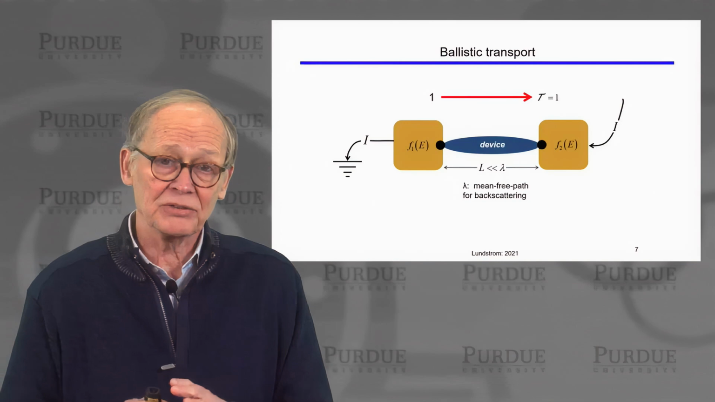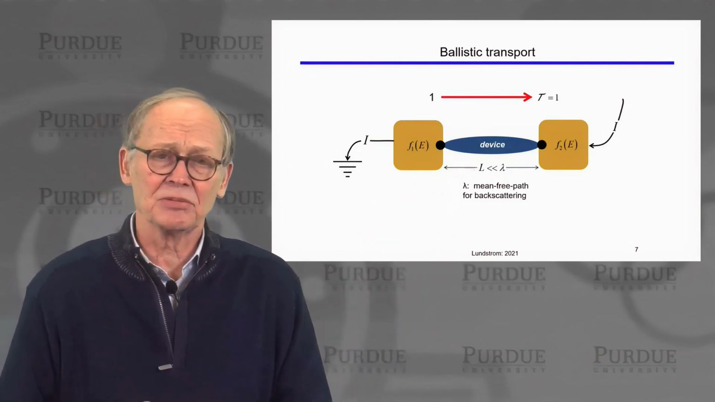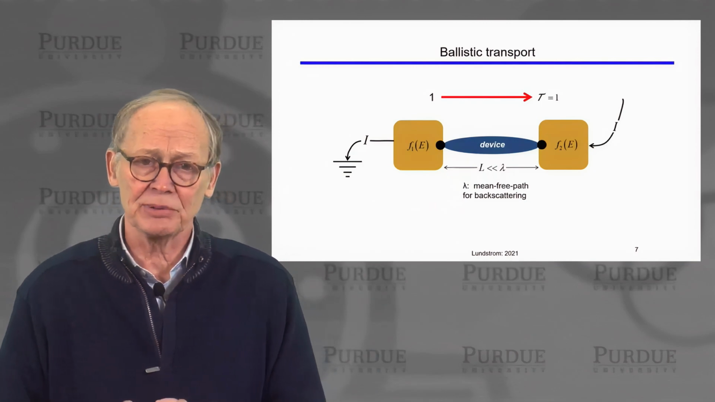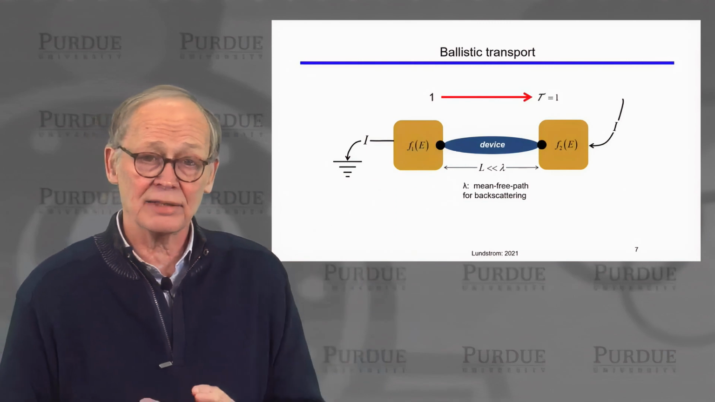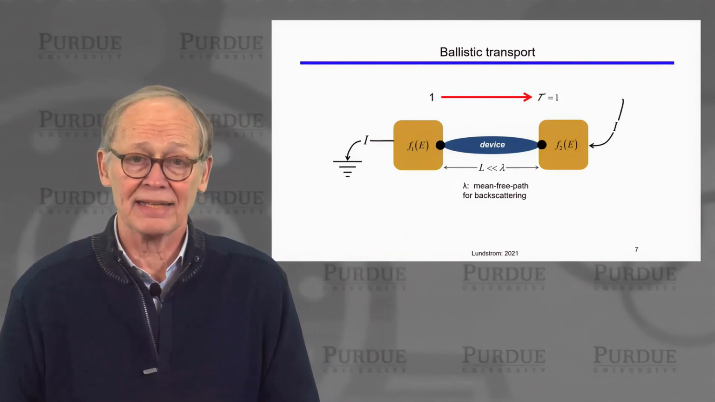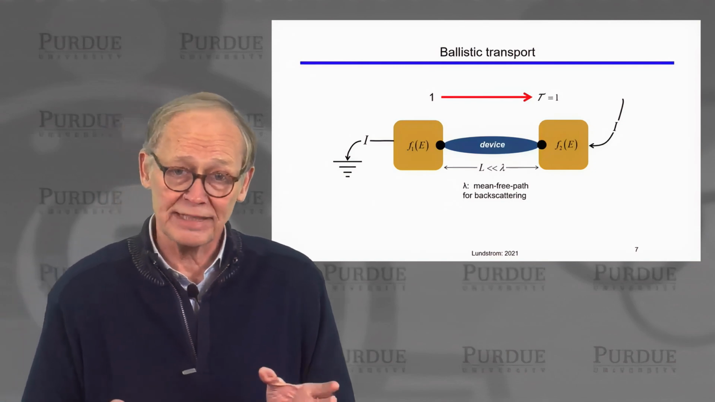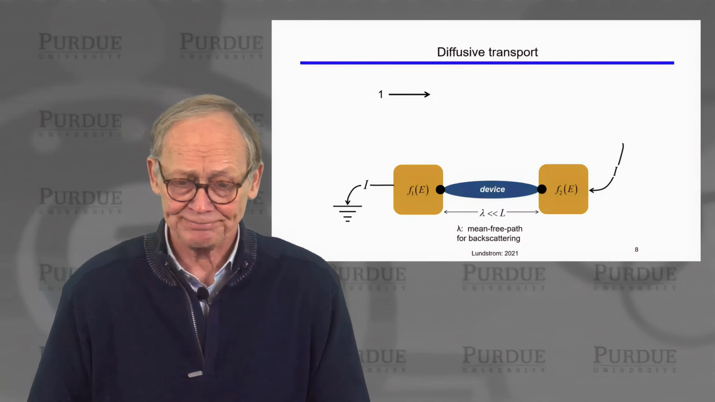Now, what do we mean by ballistic transport? In ballistic transport, the length of the device is much shorter than the average distance between scattering events. So virtually all of the electrons that are injected from contact 1 simply transmit across and leave from contact 2. So T is equal to 1. This is what we mean by ballistic transport.